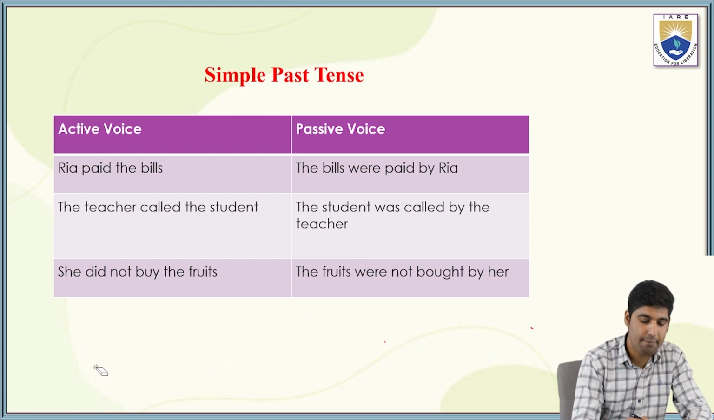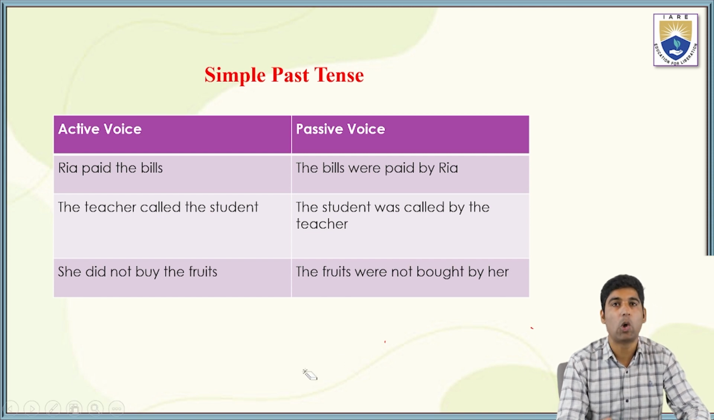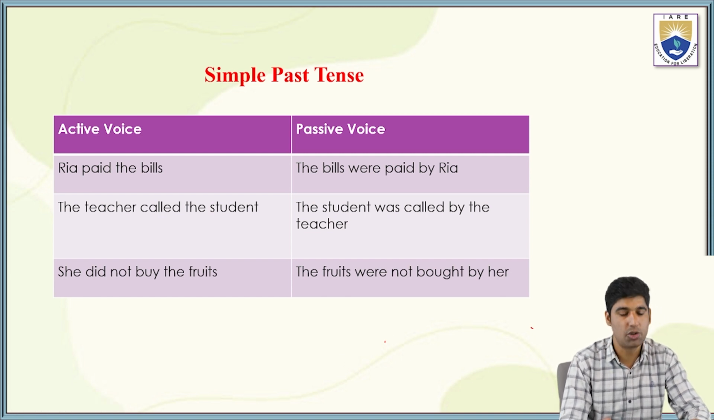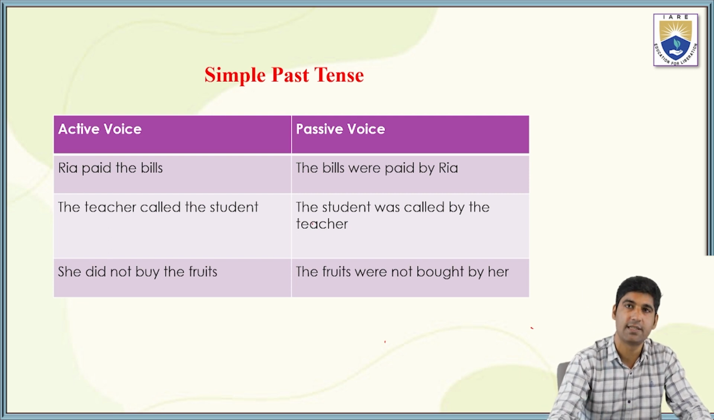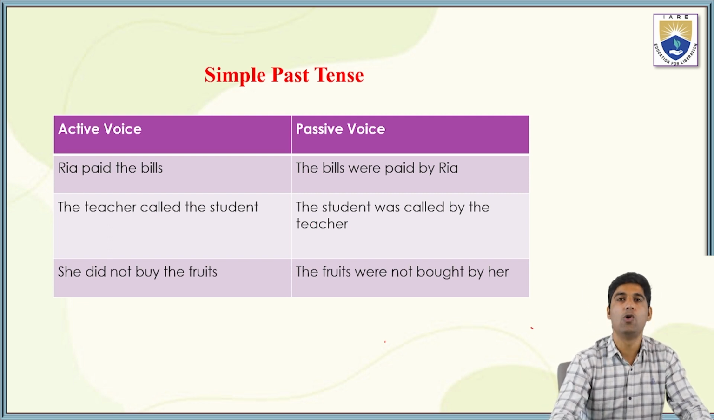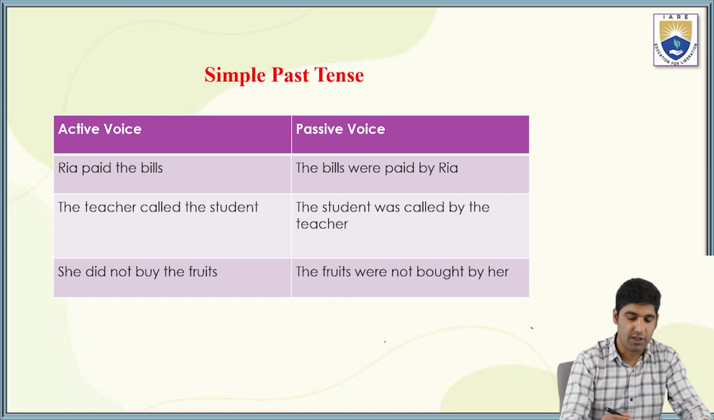Then I have another example, that is, the teacher called the students. The students were called by the teacher. It was because the subject is singular. She did not buy the fruits. The fruits were not bought by her.